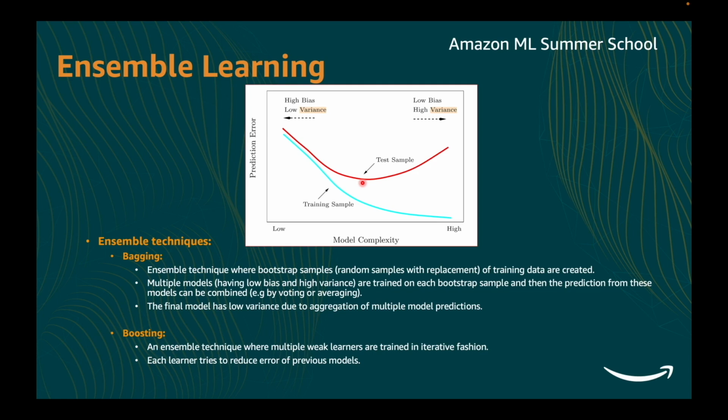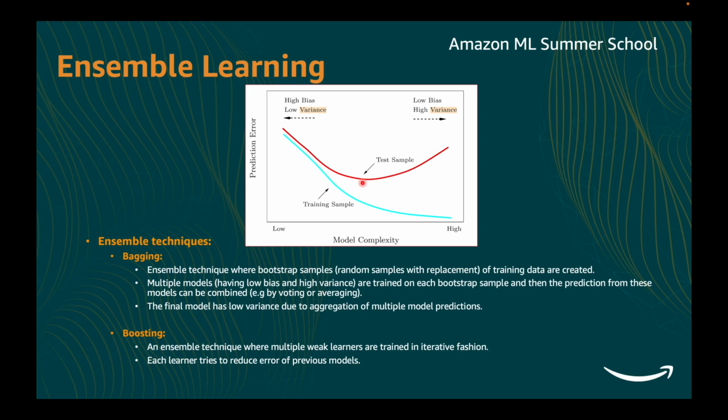The first is the bagging approach, an ensemble technique where you take multiple bootstraps, and we'll explain what that is in a minute. You take multiple bootstraps of the training data and you create multiple models, each of them having low bias and high variance, and then you take the average prediction of those models, or the majority vote if you're doing classification, and the resulting model has a low variance due to the aggregation of all these models. This is the bagging approach.